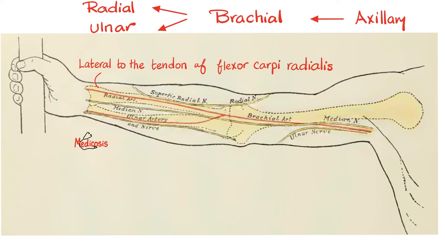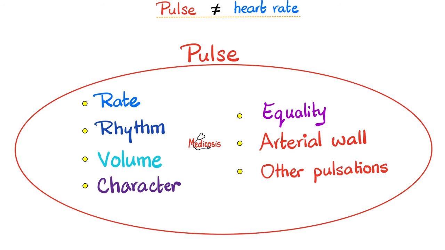Here is a tip for the pros. If the patient is an infant, we usually palpate the brachial artery because in infants, the carotid artery and the radial artery are difficult to palpate. Next, I've told you that the pulse is not the same as heart rate because pulse is not just the heart rate. It's also the rhythm, the volume, the character, the equality, the arterial wall, the other pulsations, the force, the tension, the thrill, and everything else.